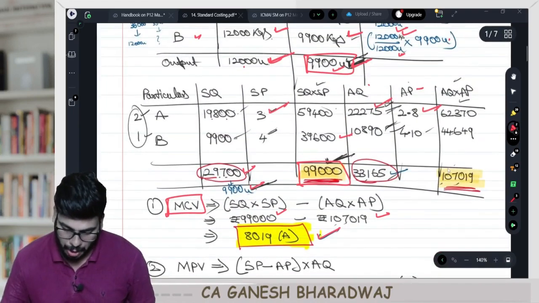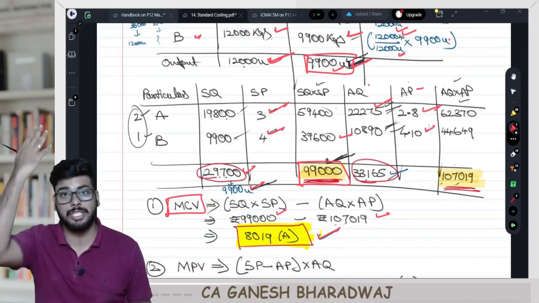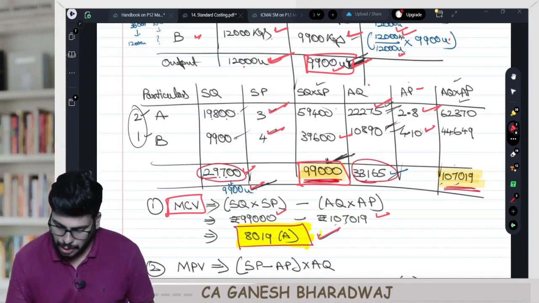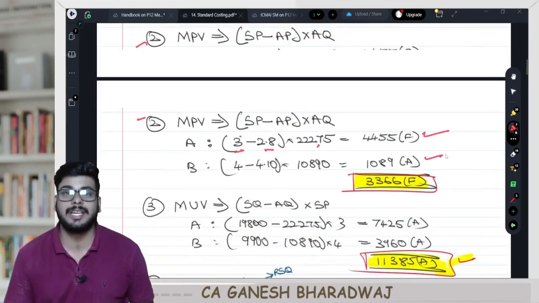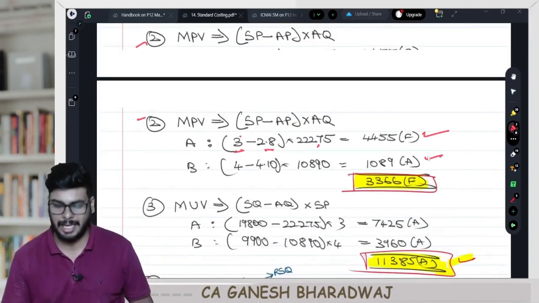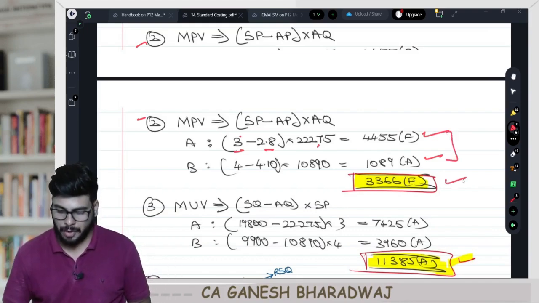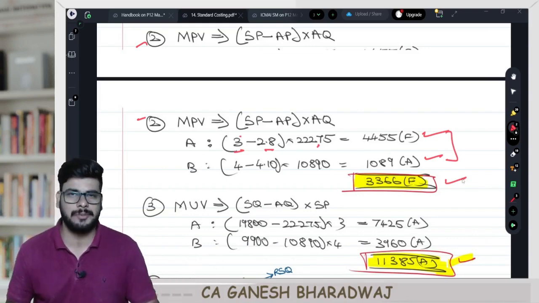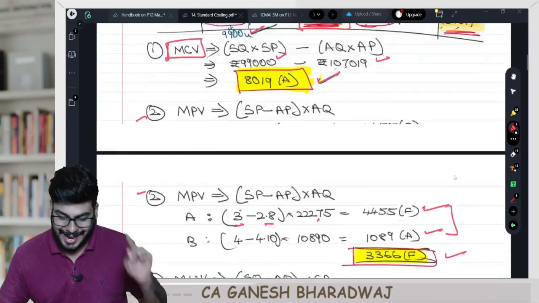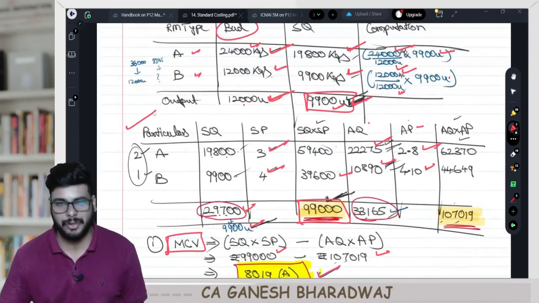Similarly for raw material B, it's going to be 4. You should have spent 4 rupees, but you spent 4.10. You've paid more. It's an adverse variance into actual quantity, which is 10,890. You get 1,089 as adverse. So you knock these two off. You get a net effective favorable variance of 3,366. Clear with this, guys? Just a matter of substituting the figures. See how easy it is. The entire crux lies in putting this table. Once you put that, it's just a matter of substituting the figures.